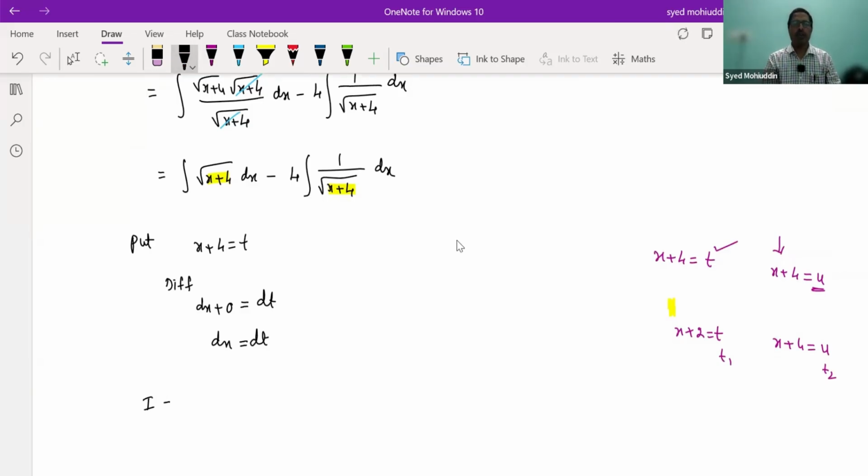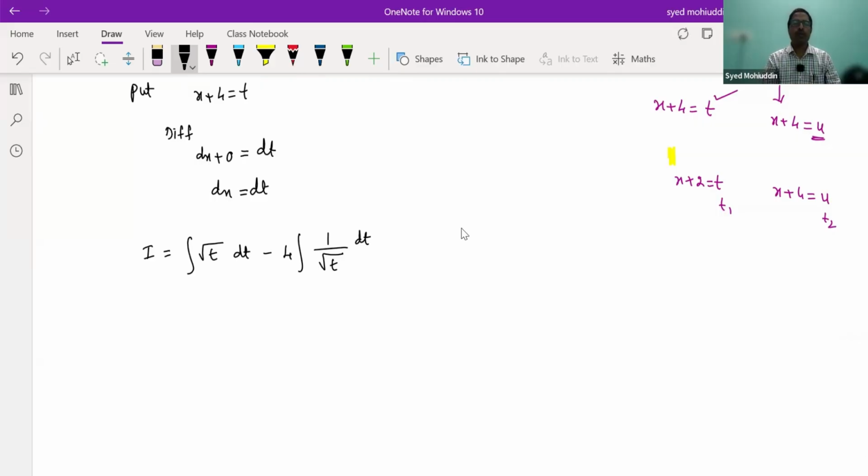So now if I go back and substitute this value in the given integral, I will get I equals the root of x plus 4, which becomes t, and dx becomes dt, minus 4 times the integral of 1 by root of x plus 4. x plus 4 is t, and dx is dt. But the root has to be eliminated here. I can write this root as to the power of half, dt, minus 4 into the integral of 1 by root, which is t to the power of half, times dt.